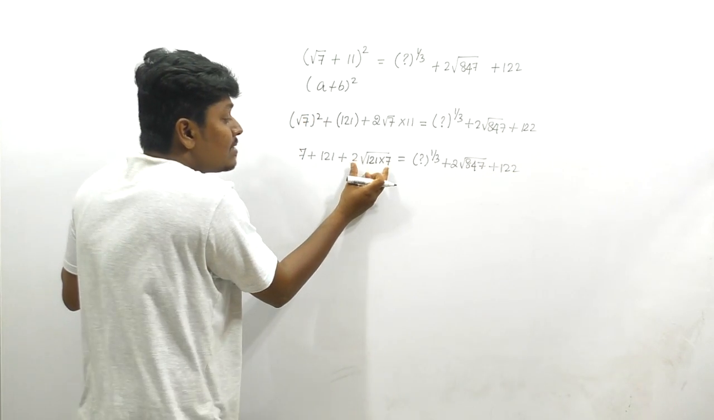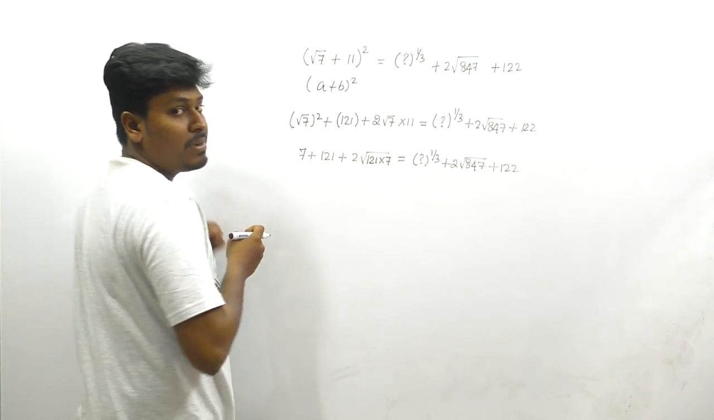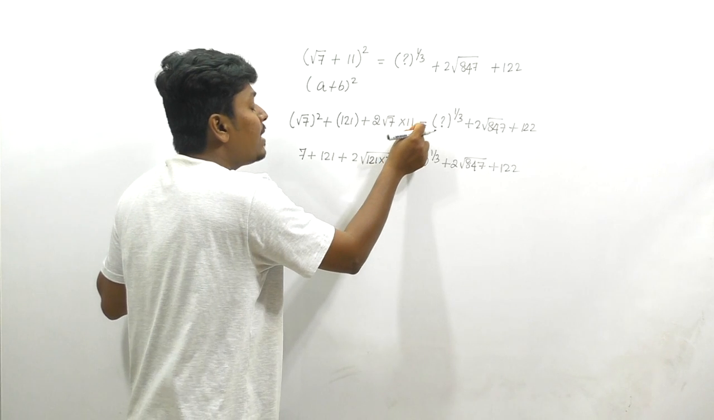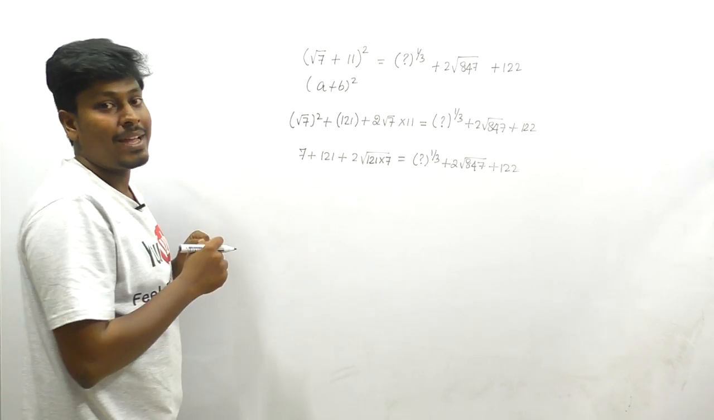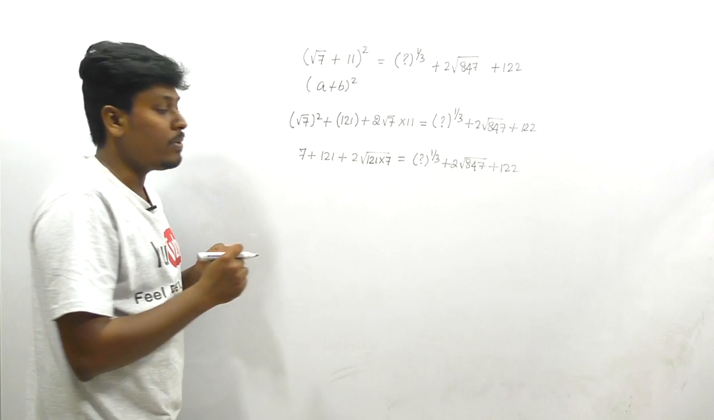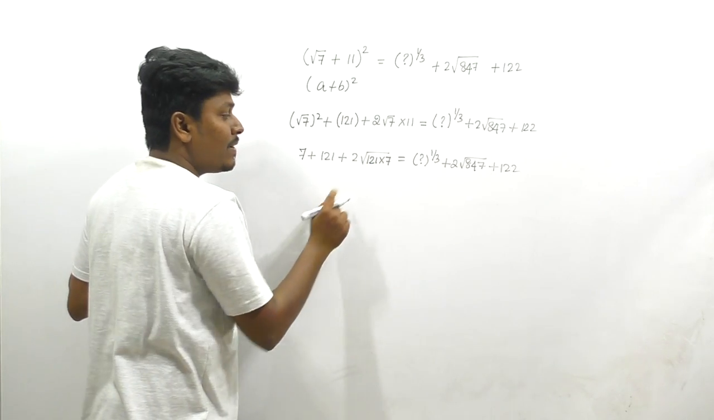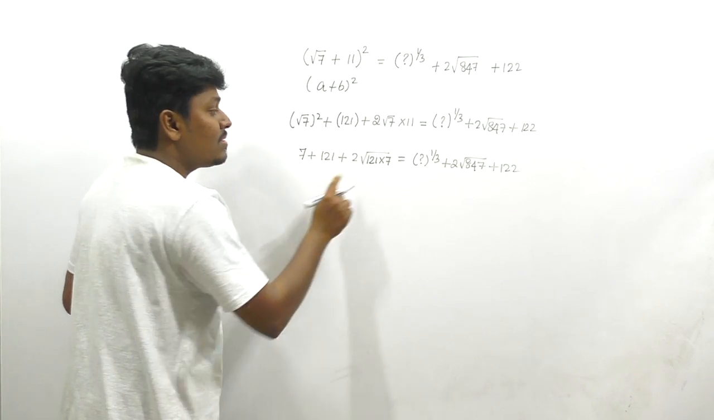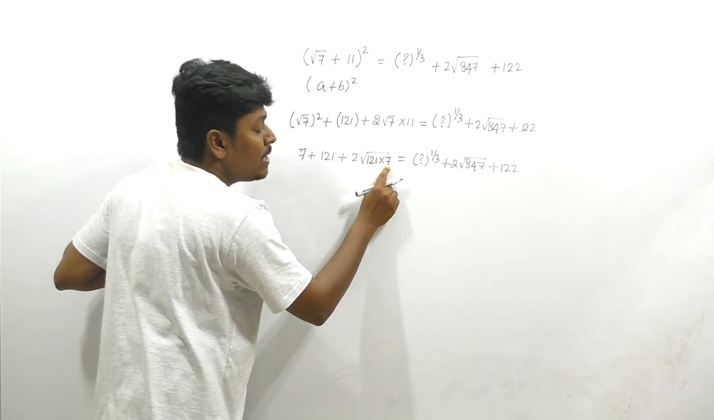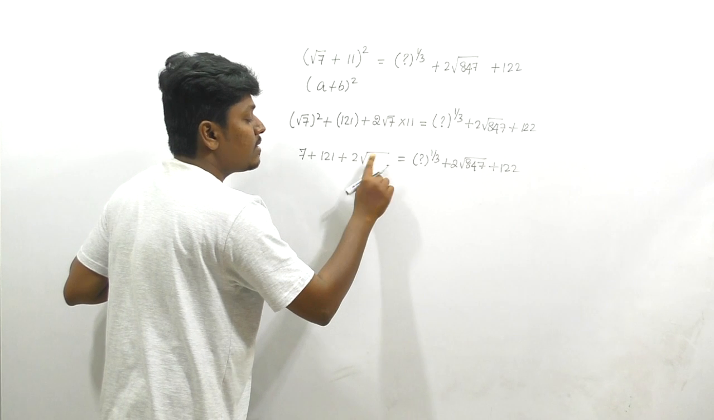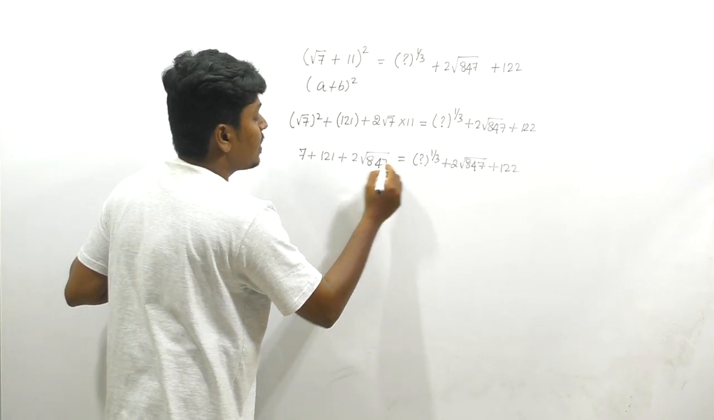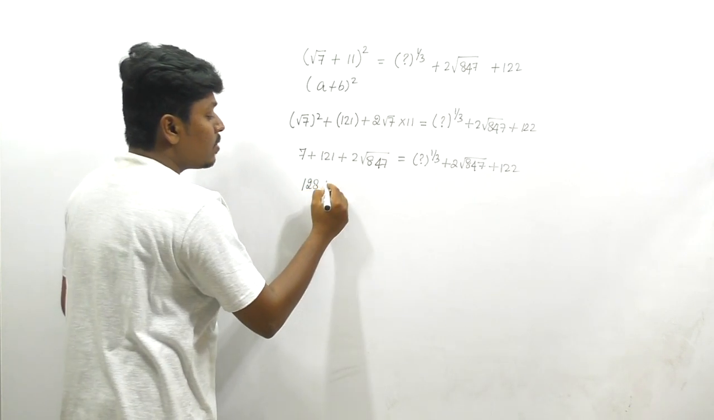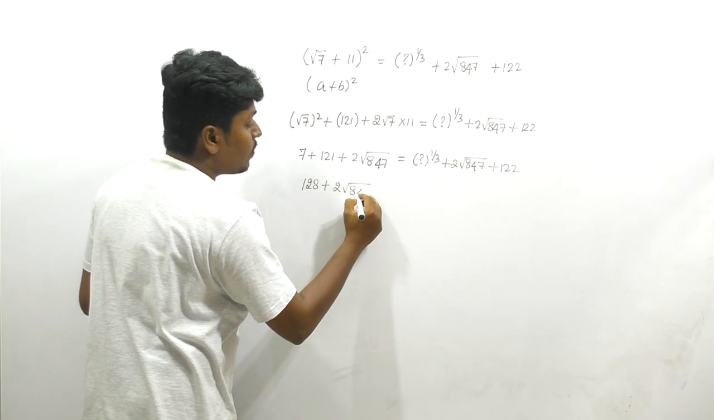Friends, got it? This is the most important step in this simplification question, where I am just bringing this 11 inside the root. While bringing this 11 inside the root, we need to square the 11. So 11 square, which is 121. Now 121 into 7 is written as 847. Friends, listen carefully. 121 into 7, which is 847. So here it is 7 plus 121, which is 128, plus 2 root 847.